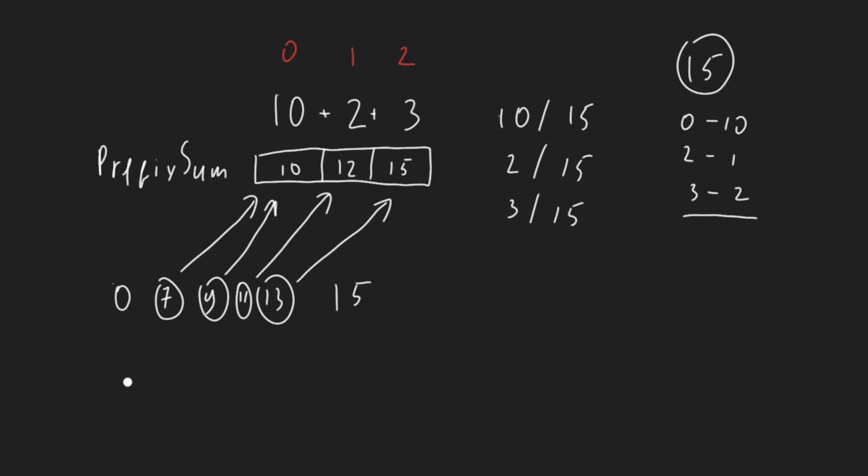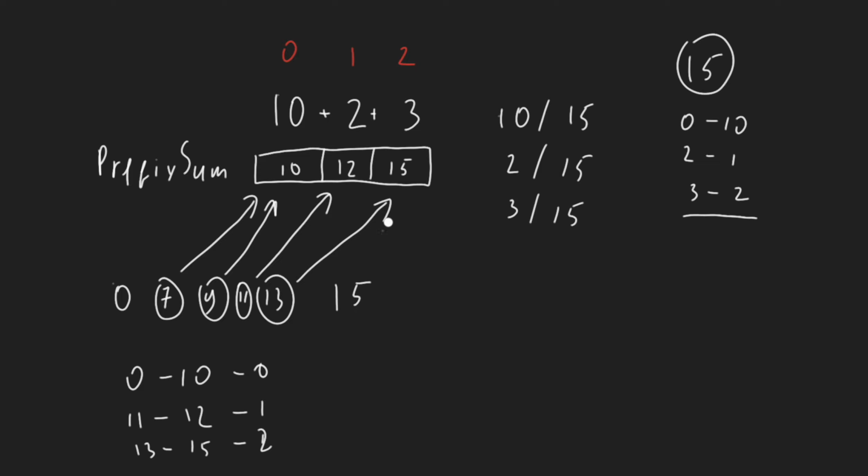So it means that from 0 to 10, we are returning 0 index. From 11 to 12, we are returning first index. And from 13 to 15, we are returning second index. That would be correct, because in that case it would depend on the weight of our index. So that is the first part.